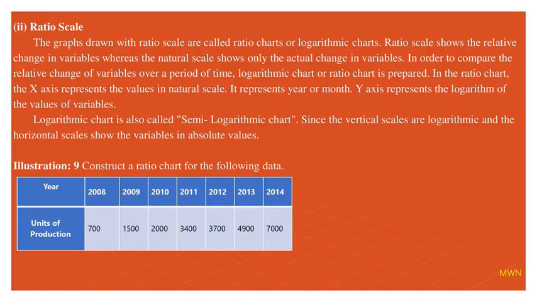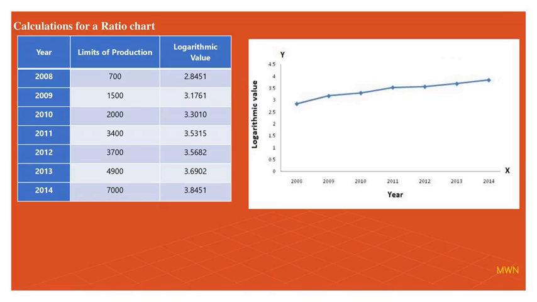Ratio scale means taking the logarithm value completely. Based on the logarithm value, it would be taken because it better represents the character of the variable. That's why it is given importance. Here you find units of production for different years and the logarithm value has been taken, that is 2 point something, 3 point something, like that. That will be drawn out. Then you find the units of production, the character of units of production.